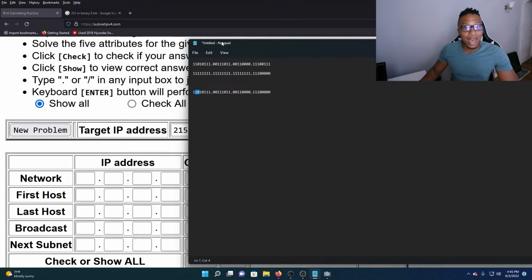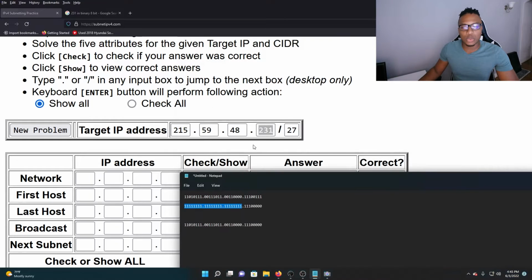But if you notice a pattern, we have all ones here in the subnet mask because it's a /27. So it's going to be 255.255.255 at least. I think this part is pointless to do because it's just going to be the same as the IP address. All I'm saying is we know for a fact that these three numbers are going to stay the same because of the subnet mask.